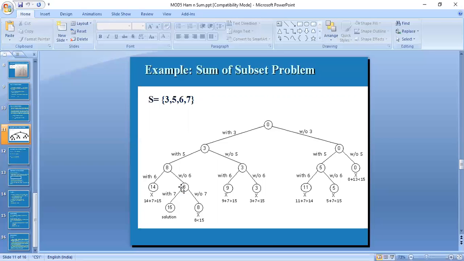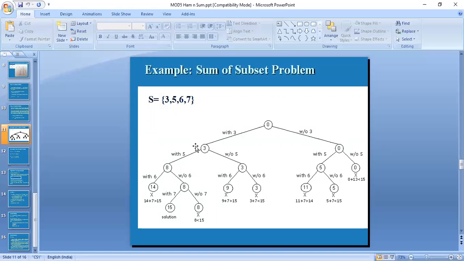Always, in any level, whether you take the first level, second level, third level or fourth level, all the nodes will have only two children, the left child and the right child. It is a binary tree. A binary tree consists of only two children at any level. Similarly, here also we have only two children: the left child is always including the item, and the right child is excluding the item.